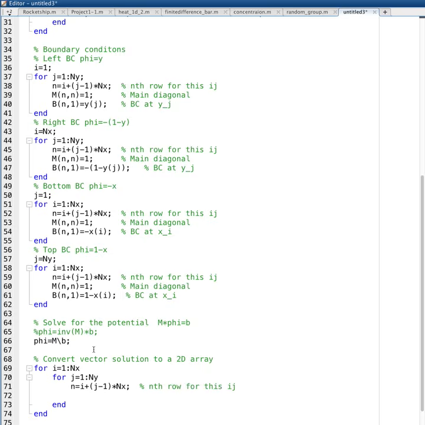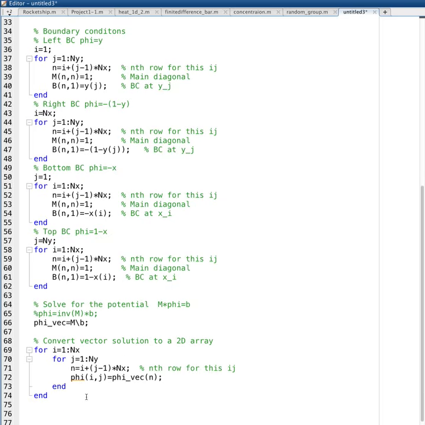So I know that that's the nth row, and I can say that my phi, let's call this phi up here, maybe phi vector. And I'm going to say phi of ij, so the ij phi, is equal to my phi vector evaluated at the nth row. So I'm just converting this vector representation of phi into a two-dimensional grid. And finally, I can plot the result.